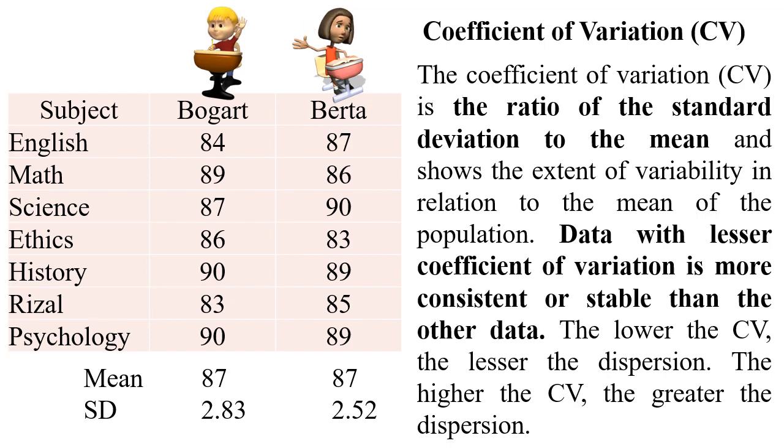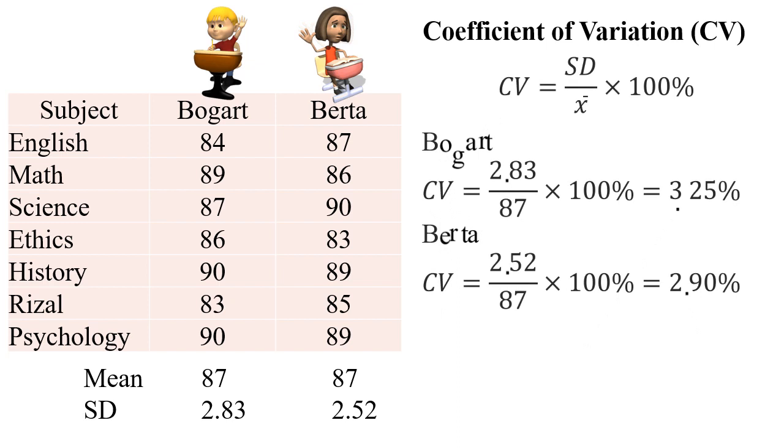So we can convert both Bogart's and Berta's grades into coefficients of variation, and we want to find out in terms of percentage how varied the grades of Bogart or Berta are. Now we can see clearly, class, that Bogart's grades are 3.25% varied, while Berta's grades are only 2.90% varied from the mean.